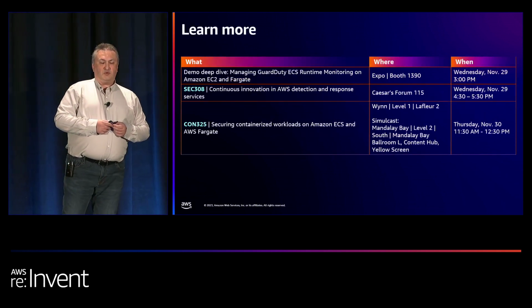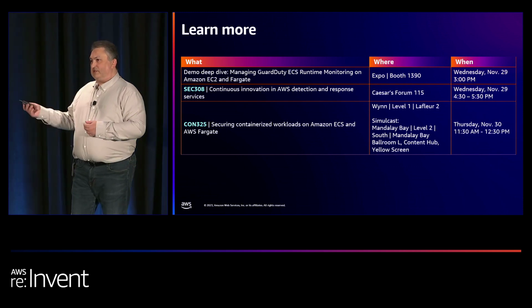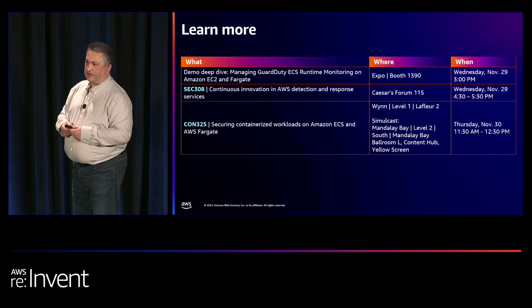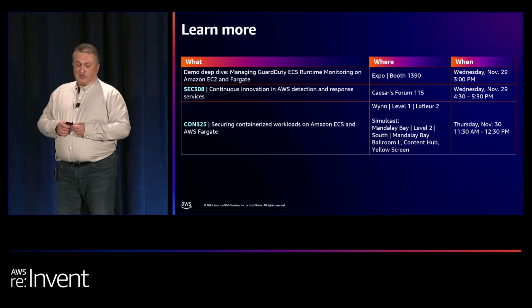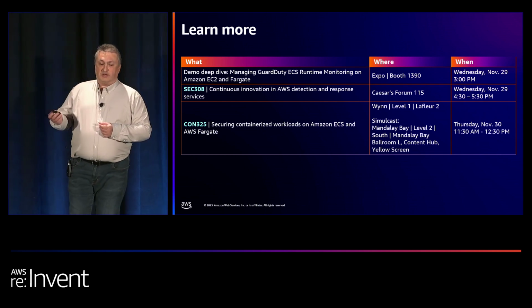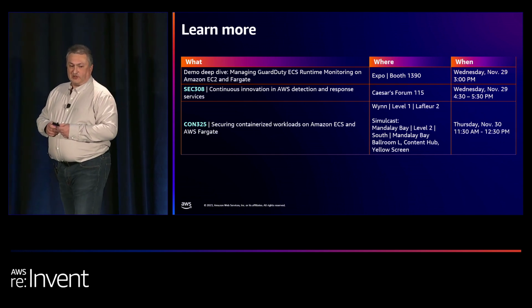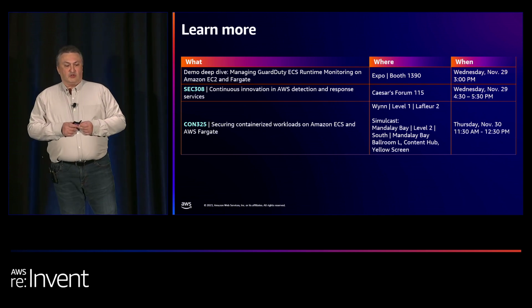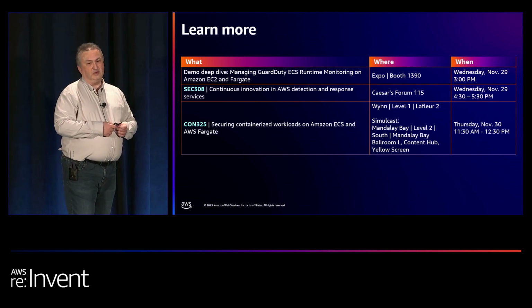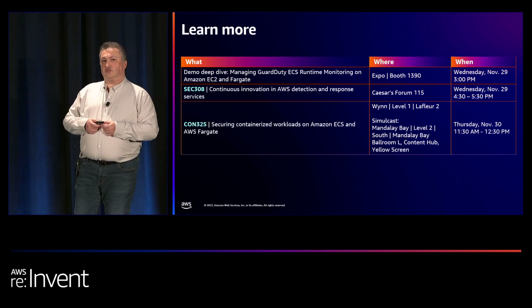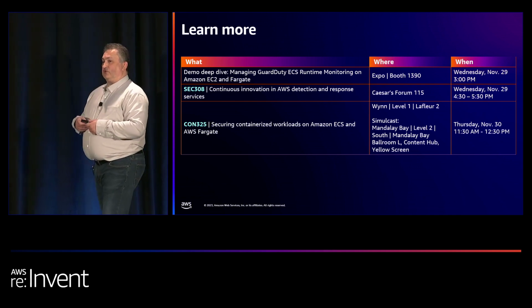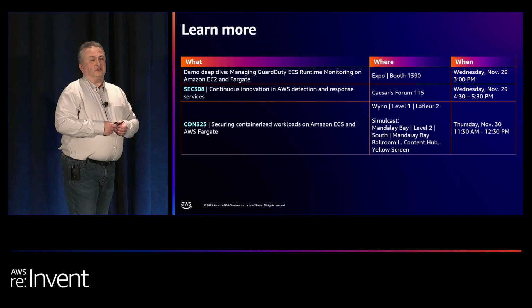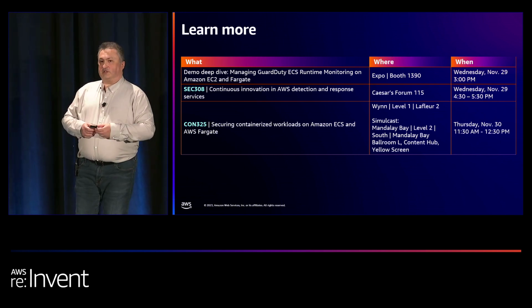A few other pointers if you want to learn more. We have a demo at the Modern Apps booth, that's booth 1390 of the expo floor. We're going to be there tomorrow from 3 o'clock. There's also SEC239, where you can learn more about the detection and response capability. And then we're going to do another session on Thursday detailing more of the security functions that you can have with ECS and Fargate. Although today we showed primarily the security administrator point of view, in that session we're going to talk about what the ECS operator experience is going to be.